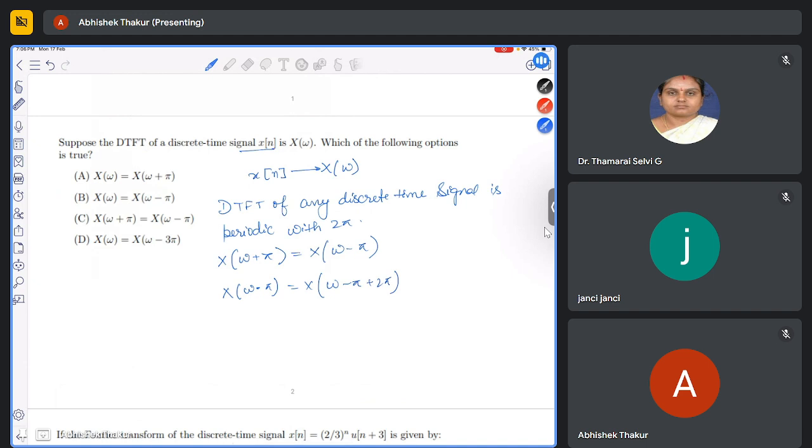So we will get X of omega minus pi is equal to X of omega plus pi. So option C is the correct answer. This is just the basic property of the discrete time Fourier transform of any signal, that it is periodic with a period of 2 pi. Now we'll see the next question.